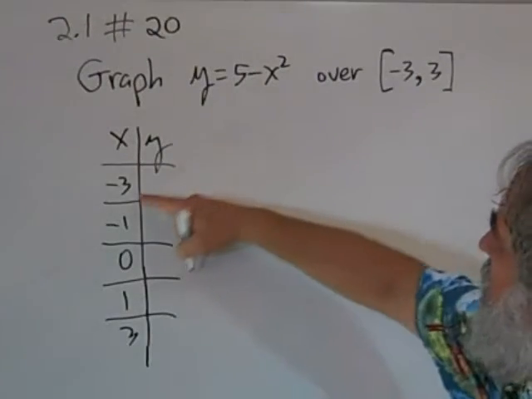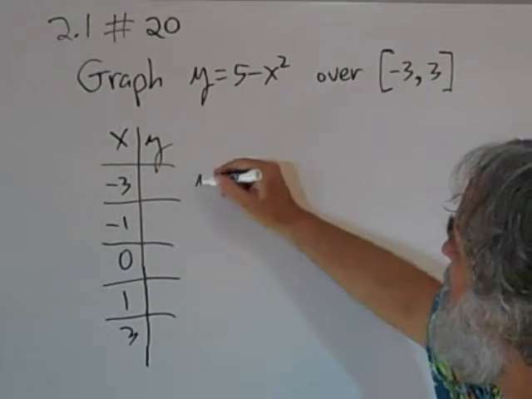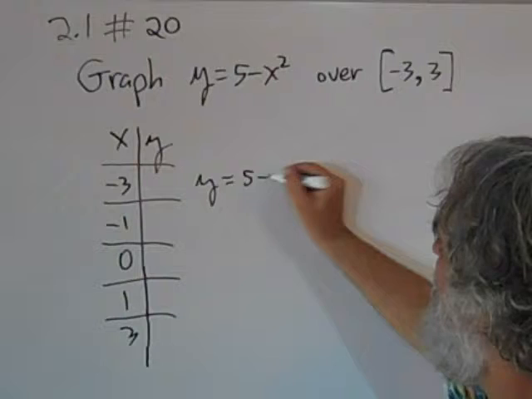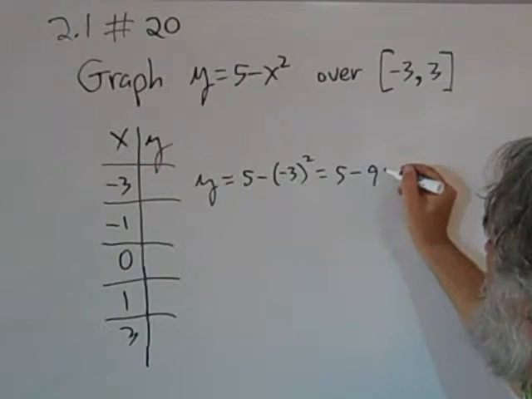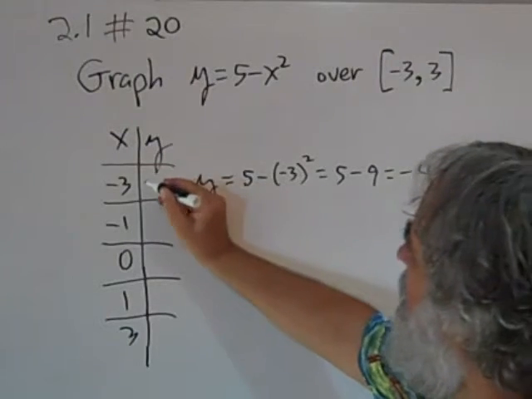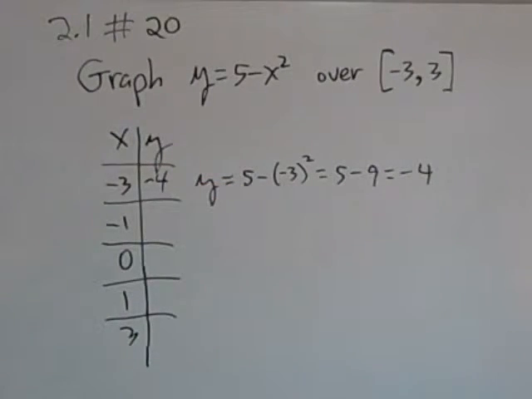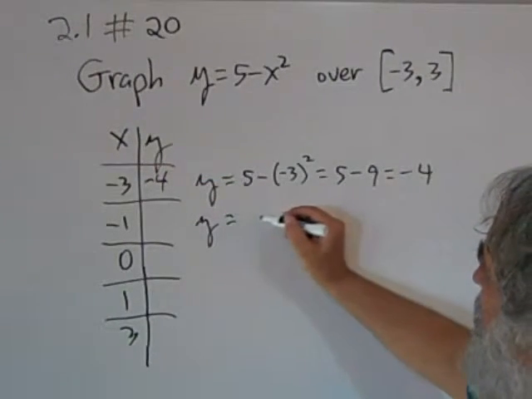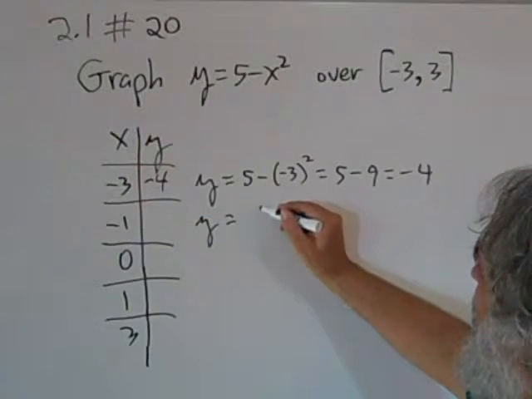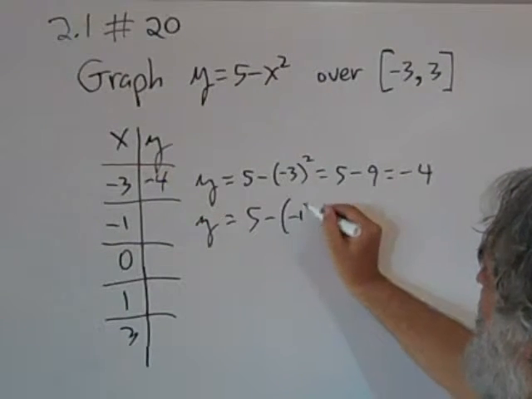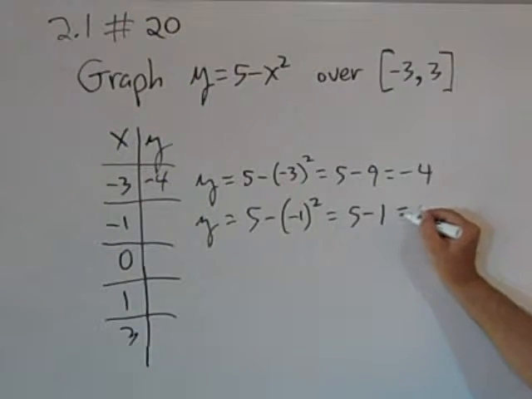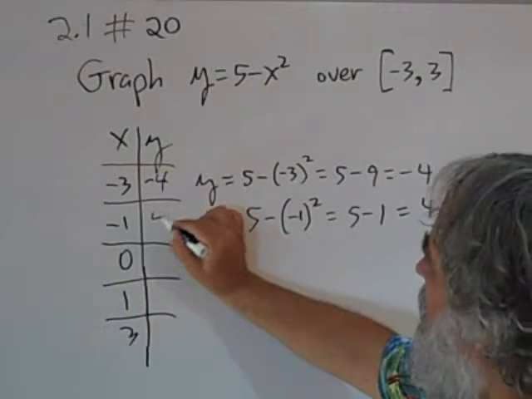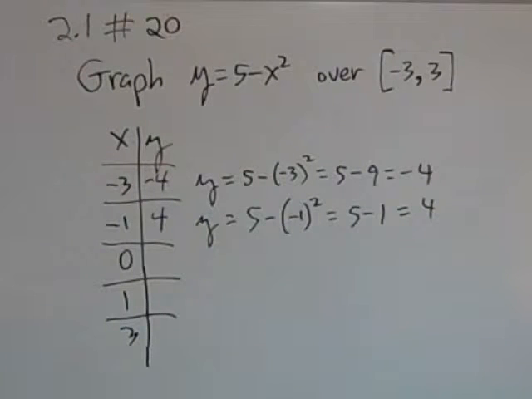So first of all, we substitute x equals -3 into this equation. So y will end up equaling 5 minus -3 squared, which is 5 minus 9, which is -4. So now, when x is equal to -1, y is equal to 5 minus -1 squared. That's 5 minus 1, which is 4. So there we go, up to 4.